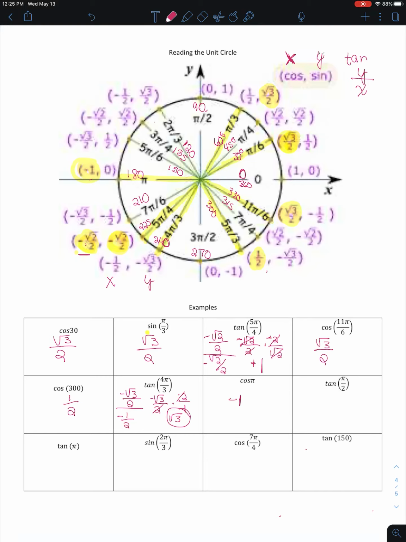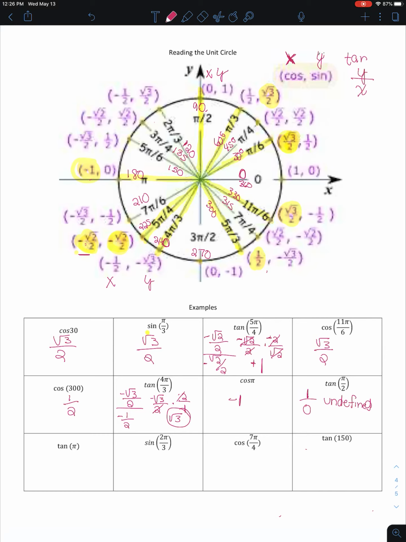Oh boy, we got to do another division problem. So we're going to go to pi over 2. And remember, it's y over x. So that's 1 over 0. Now, can we divide anything by 0? No, we can't. So we would say in this case that tangent is undefined. And we're going to graph tangent later, so you'll see why tangent is undefined there. Okay, so why don't you pause the video and do the last row, and then come back and we'll finish it up together. All right, welcome back.